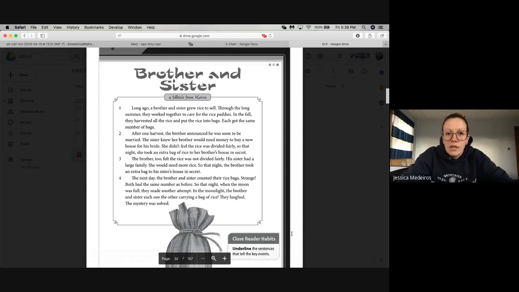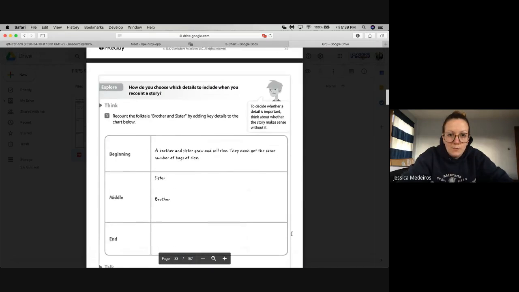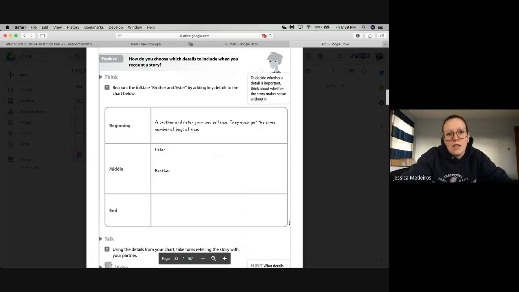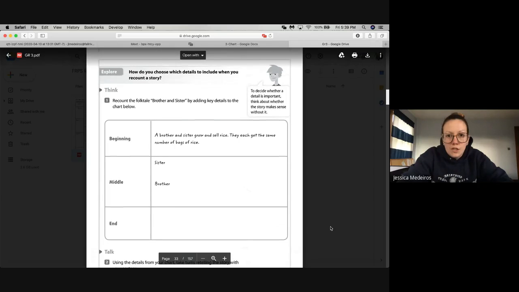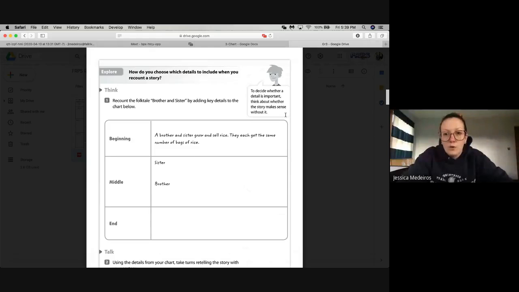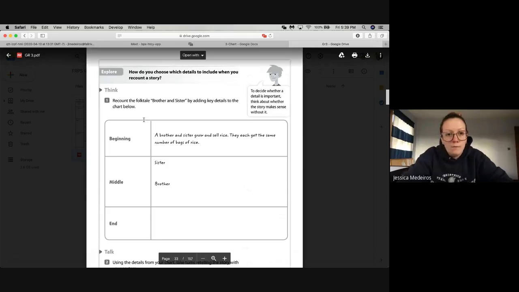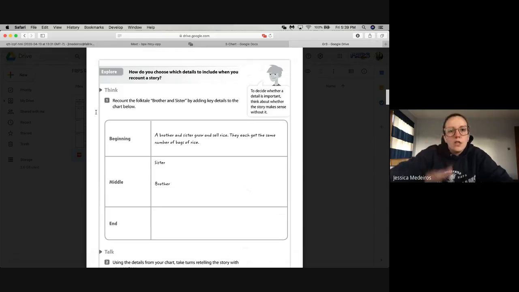Now we're going to look at the next page. This says, how do you choose which details to include when you recount a story? This guy over here tells you to decide whether a detail is important, think about whether the story makes sense without it. So number 1 wants us to think about the story first.